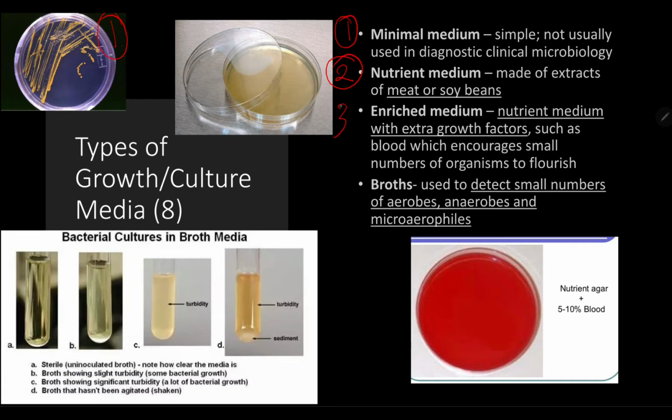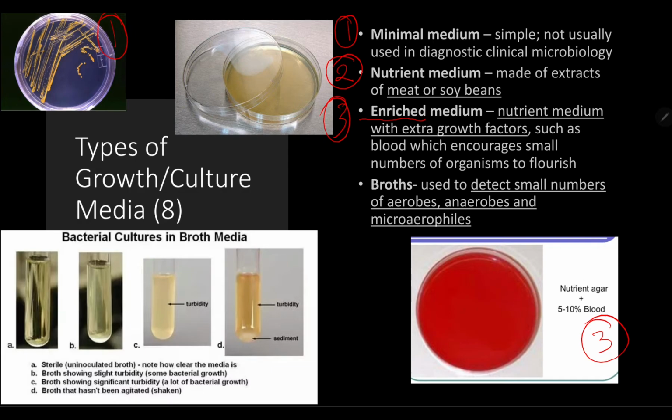The third type of culture media is the enriched medium. From the name itself, enriched, it means that the medium is added with something else. For example, it is added with extra growth factors to encourage the growth of something. In this case, extra growth factors such as blood. So this is the enriched medium. That's why it's red in color, because it is added with blood.